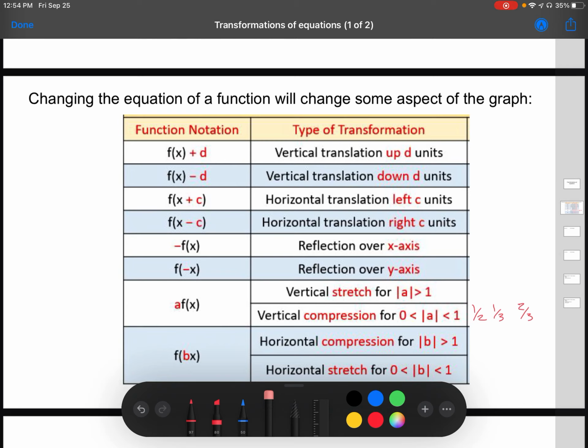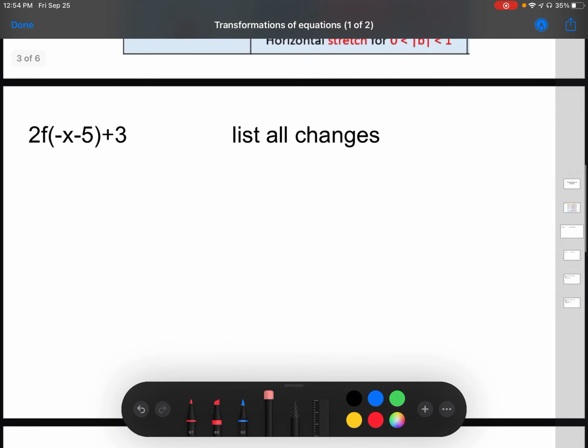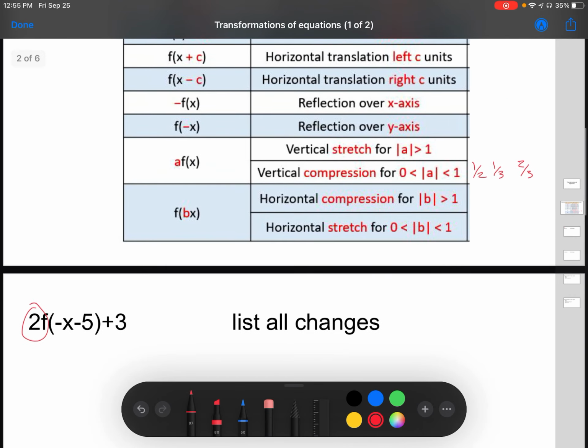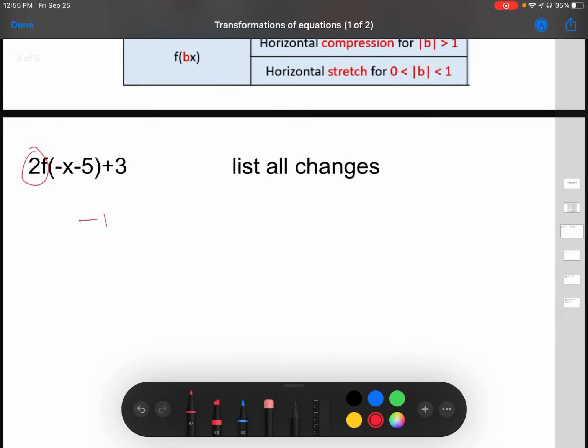Alright, so what we're going to do is take a look. Here's a function. We're going to list all the changes. We're going to go thing by thing and say what it does. We'll start with the 2 in the front. If we look back at our table, 2 is bigger than 1, so it's going to vertically stretch. Vertical stretch by 2.